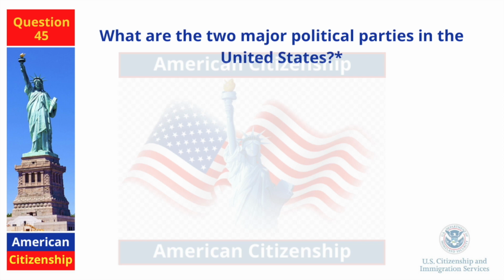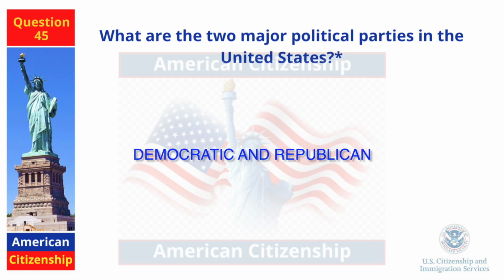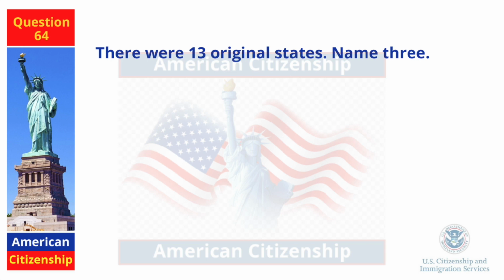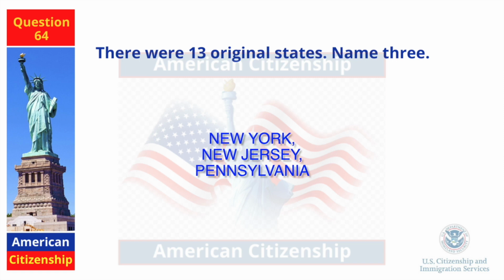What are the two major political parties in the United States? Democratic and Republican. There were 13 original states. Name 3. New York, New Jersey, Pennsylvania.